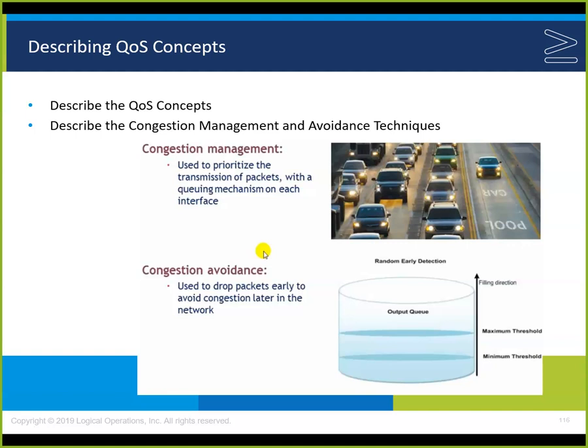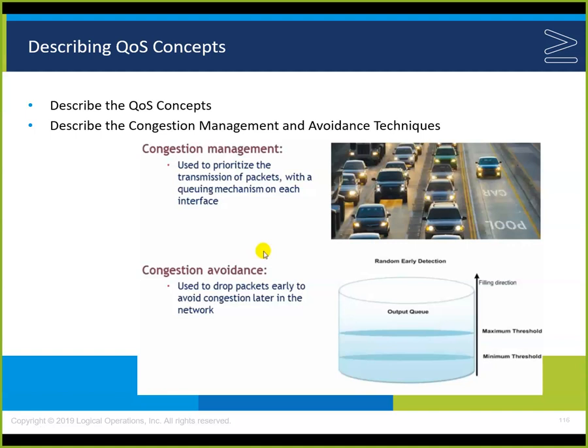One of the important things to understand about quality of service is if you have enough bandwidth, you don't need it. Quality of service is only required when we don't have enough bandwidth, when we need to prioritize traffic. You probably don't have that at home. You don't need to prioritize traffic.